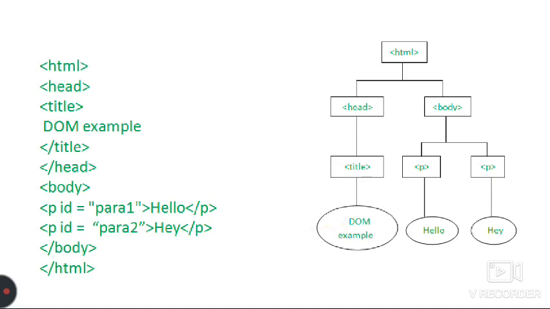Here is an example for DHTML. We open with the HTML tag, head, title is DOM example, title close, head close, body open. The first paragraph is Hello and the second paragraph is Hey. Then body close, HTML close.